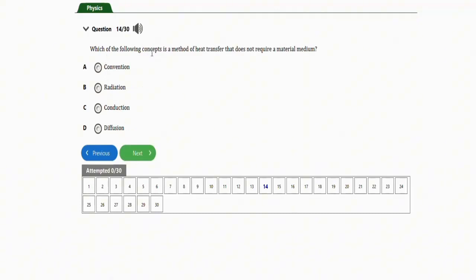It says, which of the following concepts is a method of heat transfer and does not require a material medium? So guys, we have option A, convection, option B, radiation, option C, conduction, option D, diffusion. So the correct option in this question is option B, radiation. Alright, radiation does not require a material medium for heat transfer. So let's go to the next repeated question, which is this one.